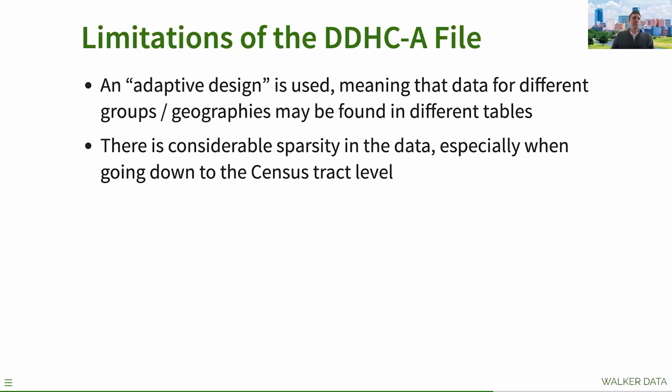There's also considerable sparsity in the data, especially when you're going all the way down, say, to the census tract level. And this is something that can be challenging to deal with, because you're going to pull some data and you're not going to have complete geographic coverage for every group. And that's due to a variety of things, whether it be confidentiality or differential privacy, or the fact that that group, simply because it's such a small group, is not found in that location.